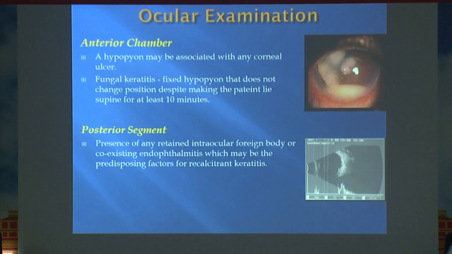In fungal keratitis, fixed hypopyon is there that does not change position despite making the patient lie supine for at least 10 minutes. If the posterior segment is visible, then okay, otherwise we have to do a B-scan for that.